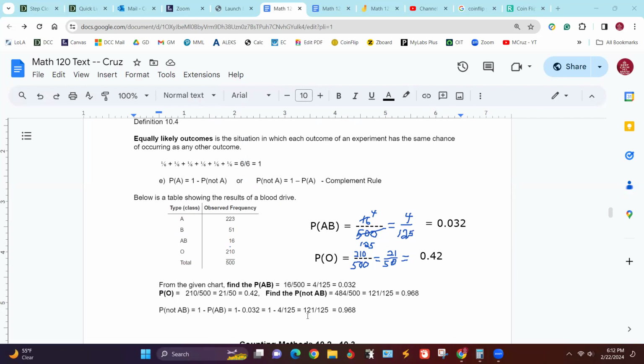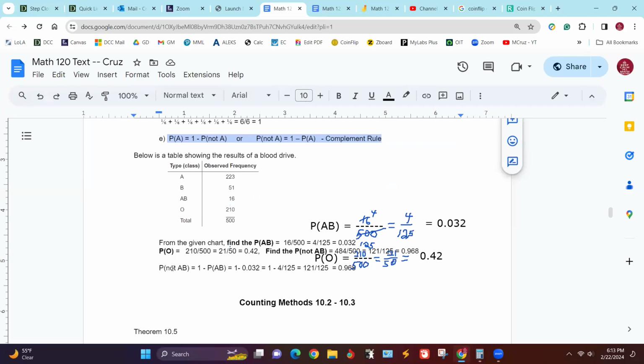So that's two basic straightforward probabilities. But how can we use this? That's the key right there. Sometimes this can save us some work to use the complement rule, especially if we've got a lot of data. But let's use it now with the probability of not AB.